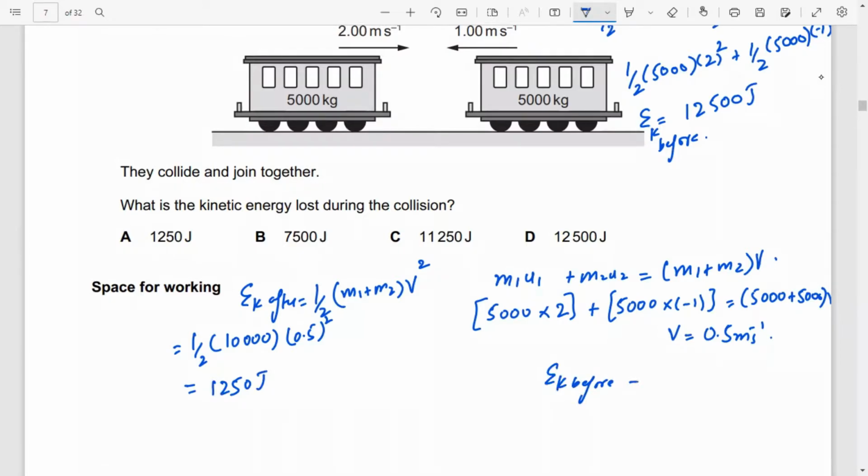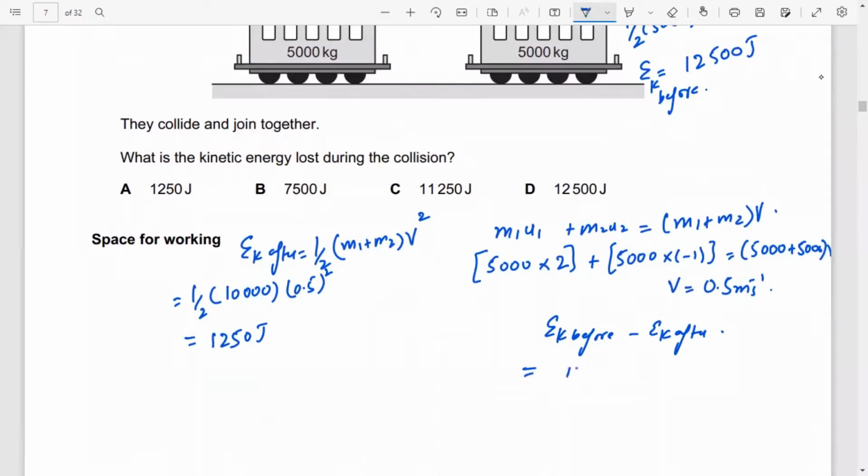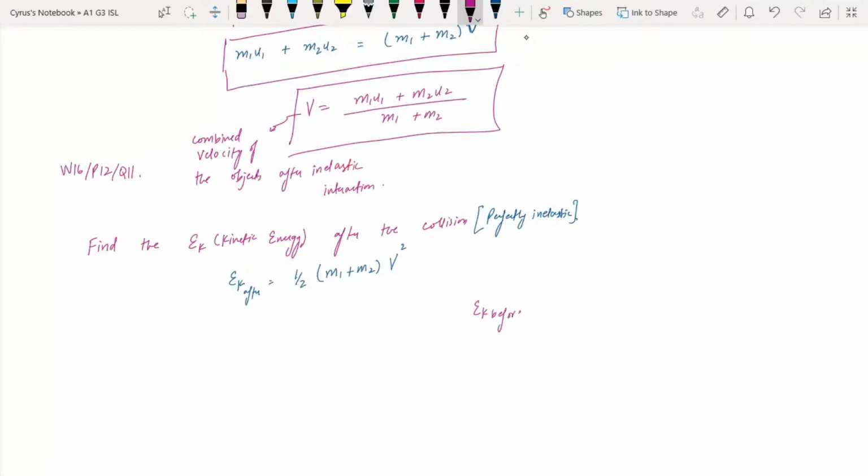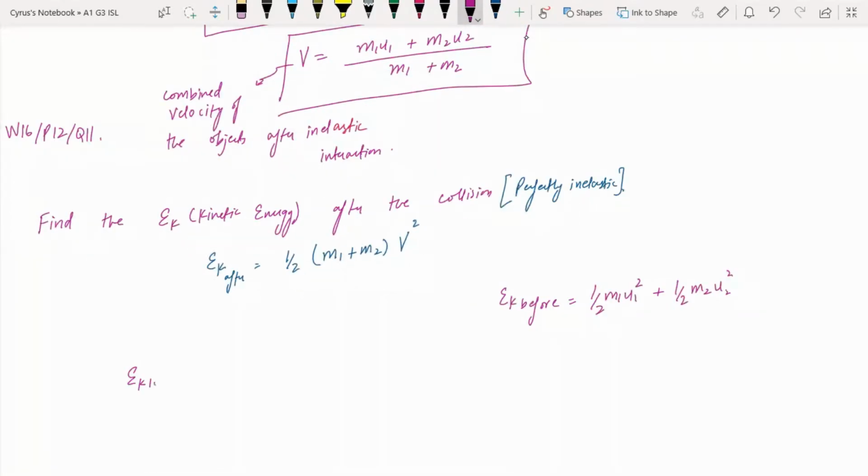बिफोर माइनस आफ्टर, ठीक है? बिफोर माइनस आफ्टर. सो दिस इज 12,500 minus 1250 and that is going to be 11,250. बिफोर कैसे निकालेंगे? half m1 u1 square plus half m2 u2 square, and kinetic energy which is lost is, ये जो अभी हमने की है, this is the right way, before minus kinetic energy after. उनको माइनस करें, आपका आंसर लॉस्ट है.